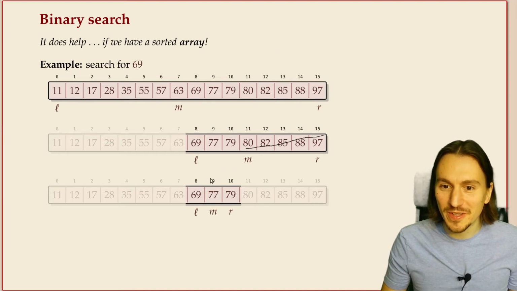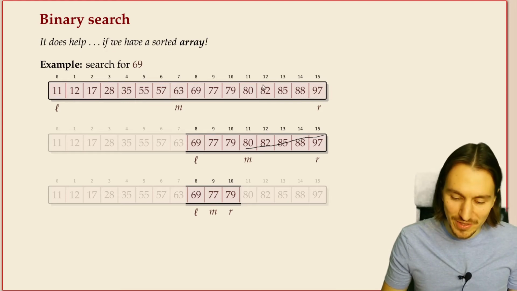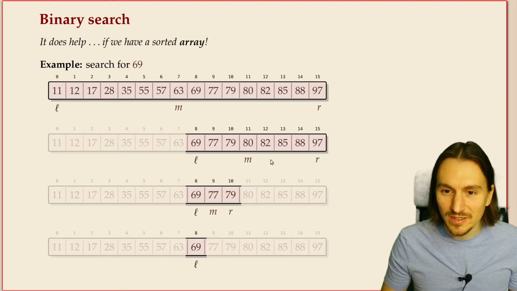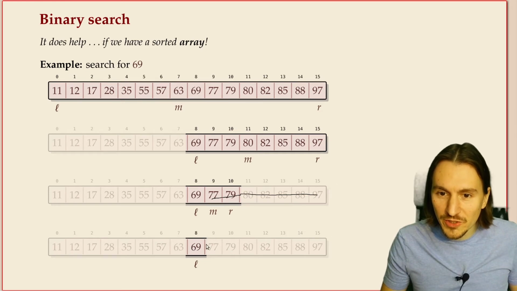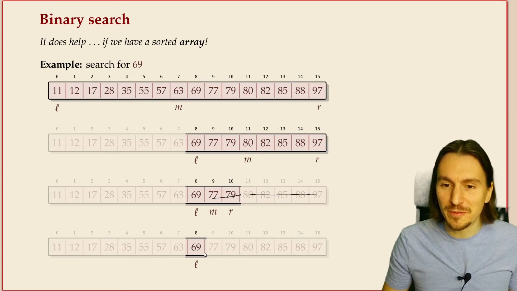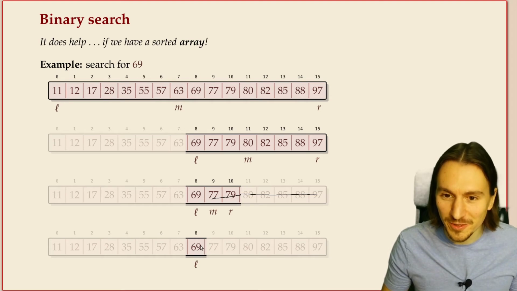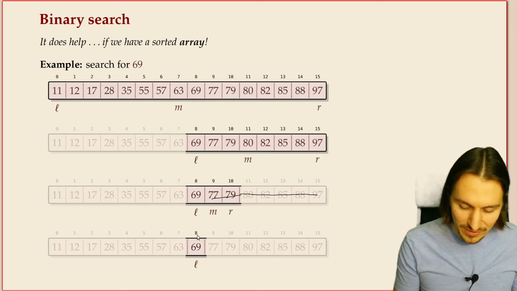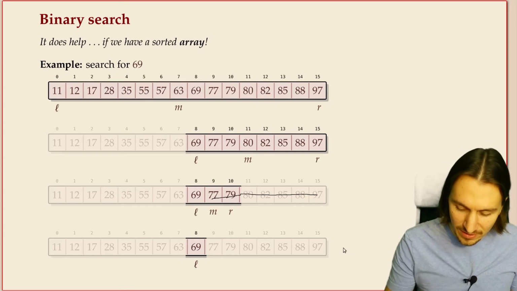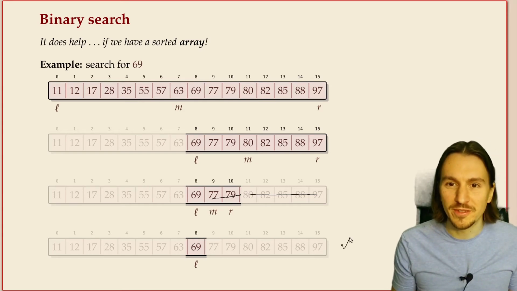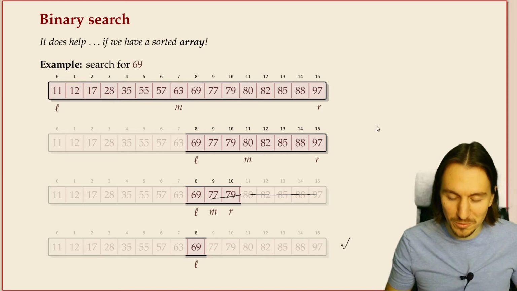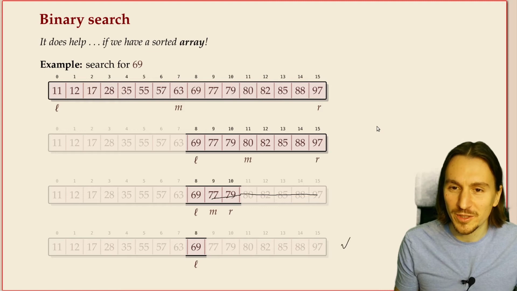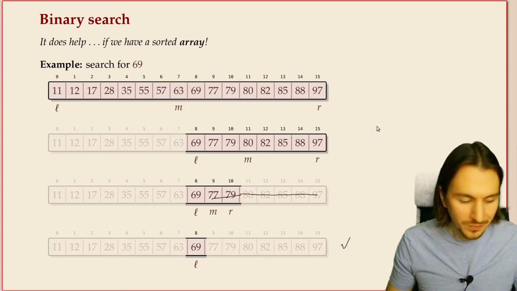So we do it one more time, compute the middle between those three. 77, still too big. So we can exclude all these guys, and all the others, but they were already out of the game. And so we're left with the 69. And so the last comparison is to compare these two elements, and then we found the element. That's binary search. I'm sure that you will have seen this before, but just in case, I wanted to remind you again.